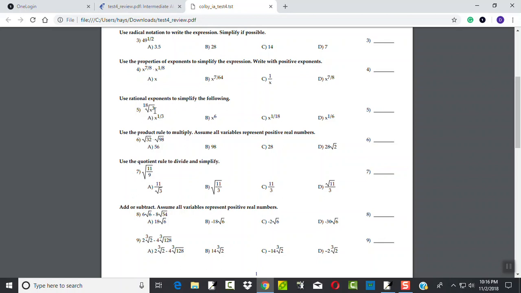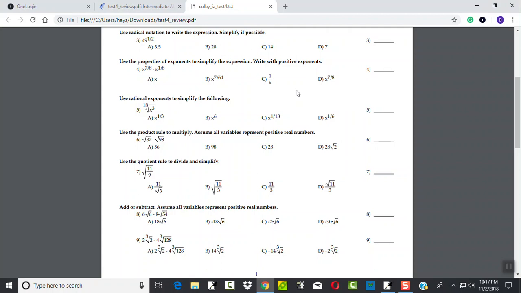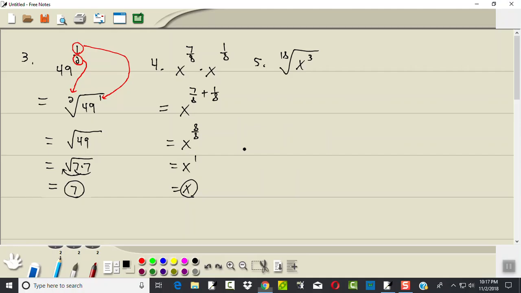The 18th root of x to the 3rd. Now this is telling us to use rational exponents to simplify it. Rational exponents means fractional power. So I want to put this in a fractional power form, rational exponents. So this becomes x to the 3 over 18. Now this is going backwards of what we did in problem 3. Whatever number's in your slot here, that's your index, goes down in your denominator. Whatever power is here goes up on top.